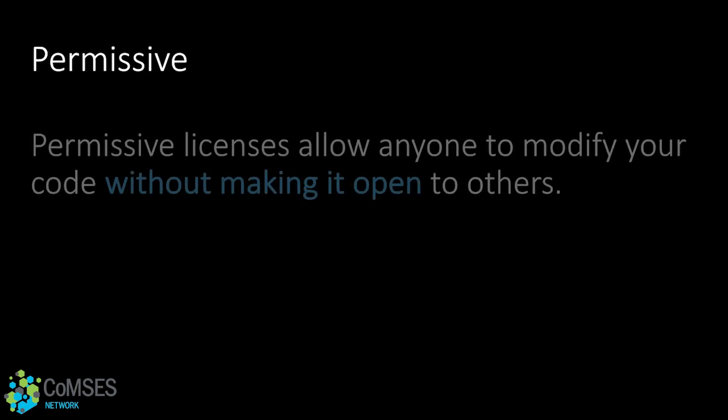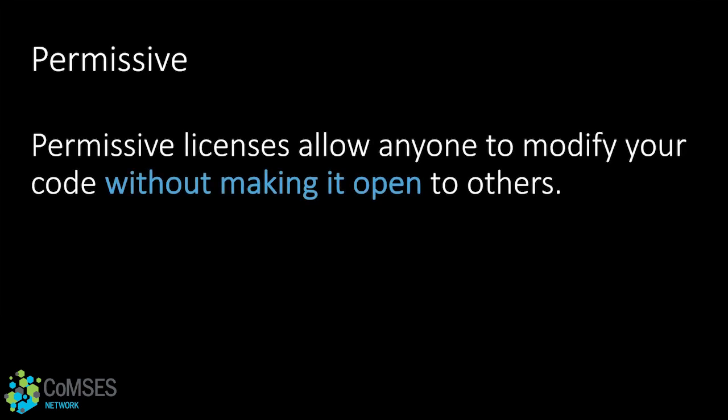Permissive licenses, unlike copyleft, allow anyone to modify your code without making it open to others. Also, permissive licenses allow software developers to charge money for their version of the software. The only limitation is that authors must acknowledge the developer of the initial release. Permissive licenses include the MIT license, the Apache License 2.0, and the BSD licenses.